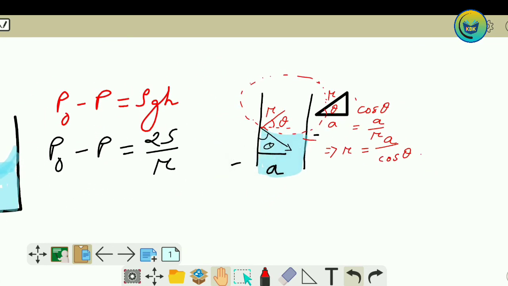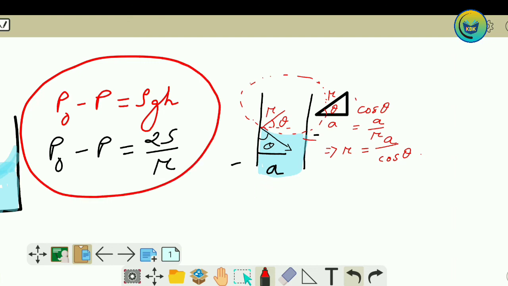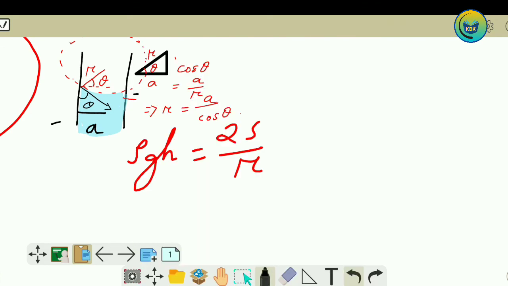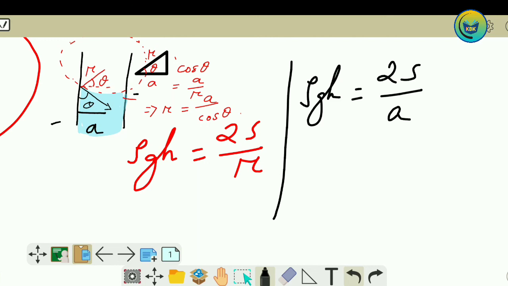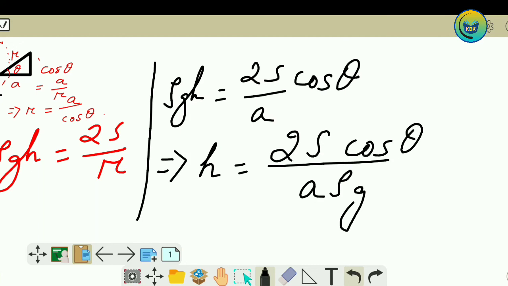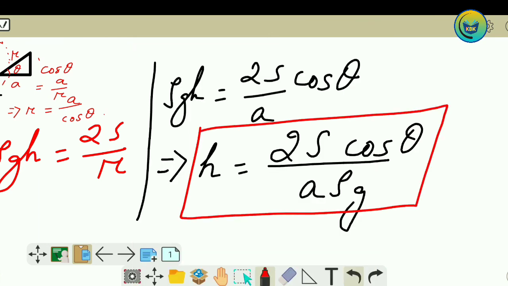Let us see the whole view here. Let me equate these two equations. The left sides are equal, so rho gh equals twice S by r, and rho gh equals twice S by a cos theta. So from here you can calculate h: h equals twice S cos theta divided by a rho g. So this is the value, I think.